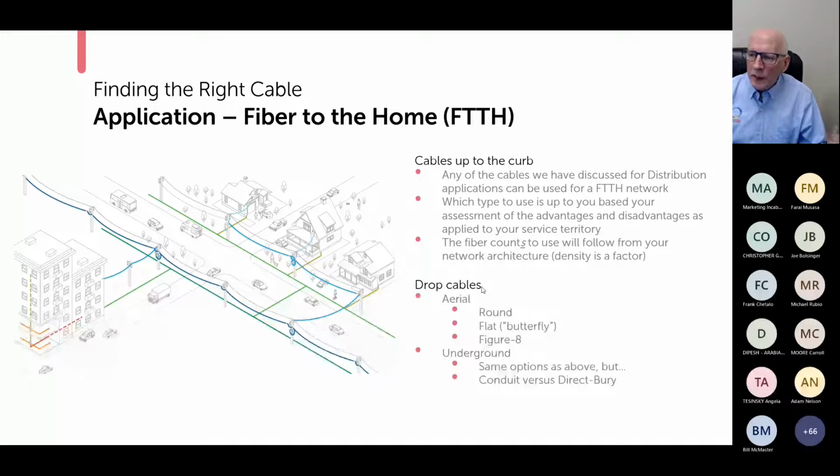So you've basically got two options: aerial cables and underground cables. For aerial cables, you have three options: round, flat, often called butterfly, and figure eight. And in the underground, you've got all these same three, plus you have the issue of whether you are going to use conduit or just direct bury the drop cables. So we'll talk about that.